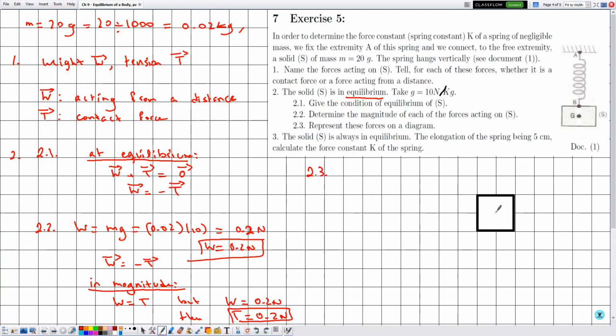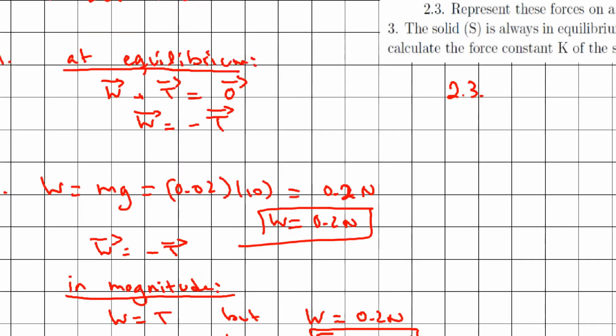And this is the point G, the point of application of the weight, and this is the point B, the point of application of the tension. Now we need to represent these forces. We are talking about the weight and the tension.